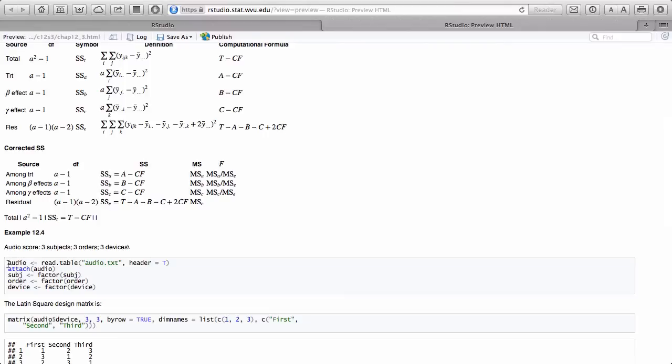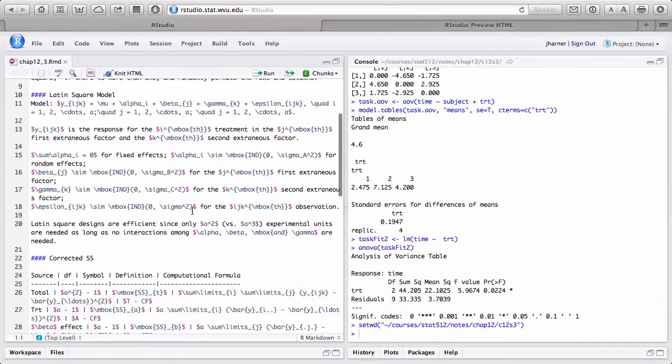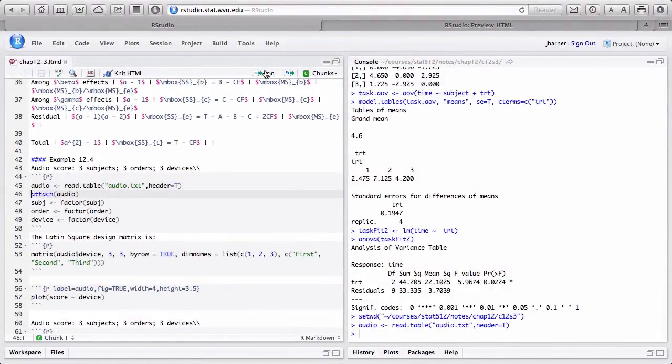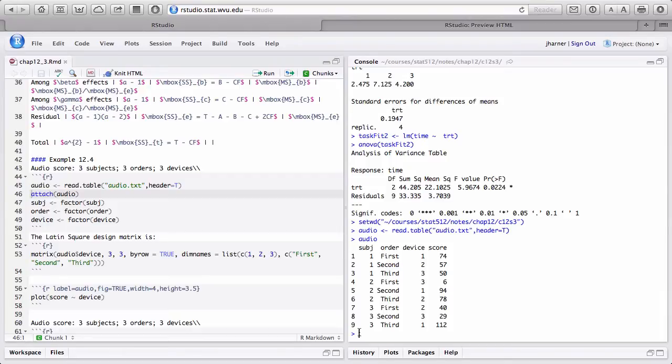So I'm going to read this. This is actually a non-agriculture example, but these are relatively rare, although you can design it to be this way. So let's take a look at this. I'm going to read in the audio file, and let's go ahead and look at this file. Now notice there are 9 observations here. So we have subject and order and device.